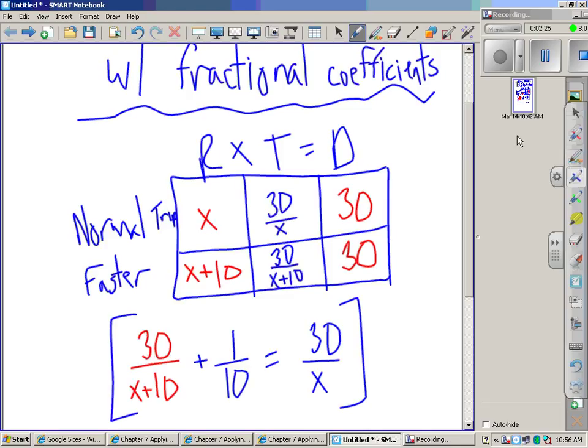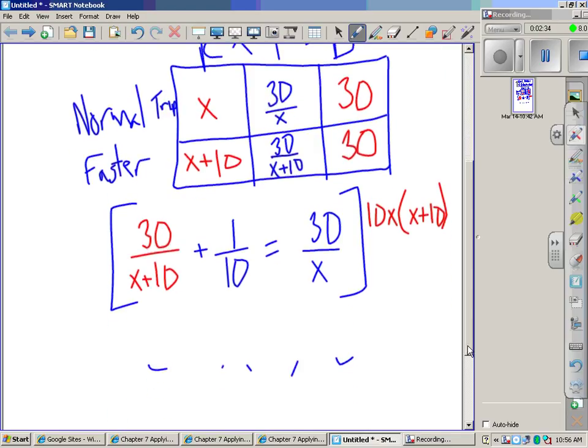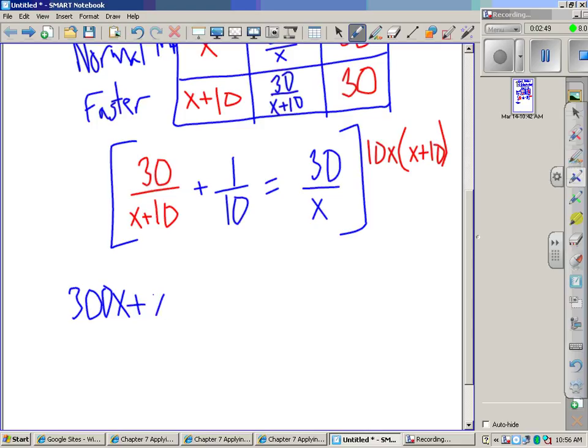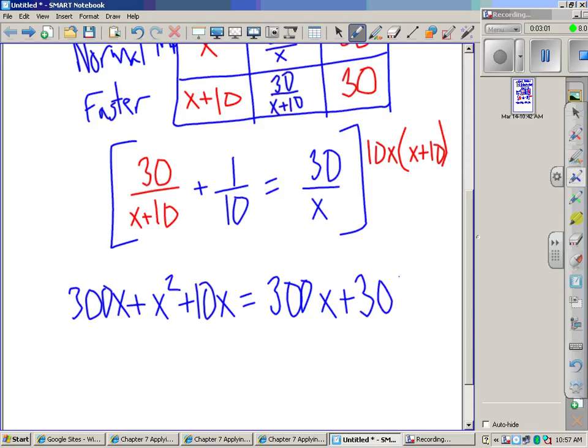Now at this point you can multiply through by the LCD. The LCD is 10x times the quantity x plus 10. We multiply through by that, and we get 300x plus x squared plus 10x, remember to distribute the x, equals 300x plus 3000. You realize this is a quadratic equation, so you have to get all the variables on one side.